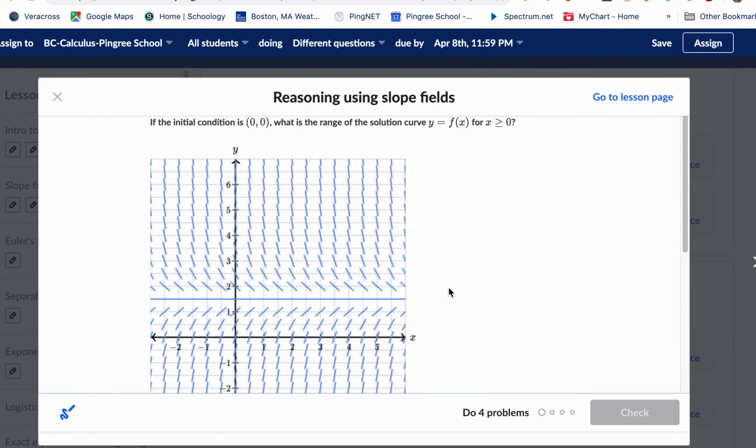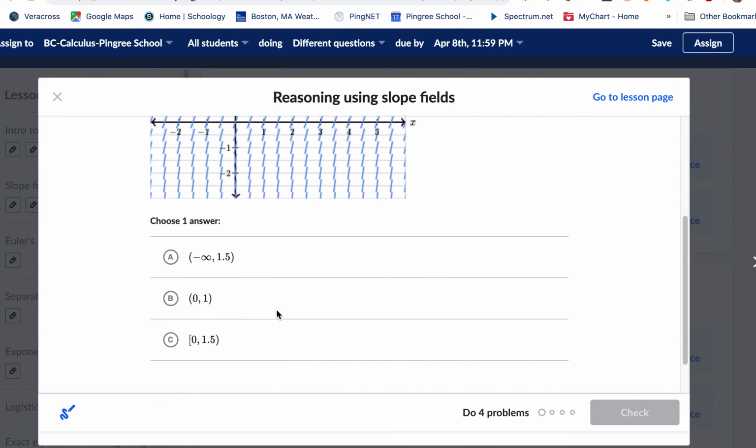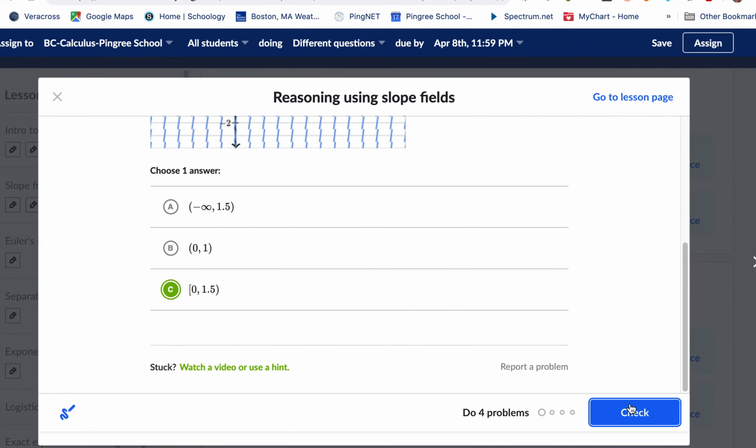Okay, then next one is reasoning using a slope field. If the initial condition is 0, 0, what's the range of the solution curve? Okay, well, if I'm starting at 0, 0 and I'm following my little slope field here, I'm going to curve on up, but then I'm going to bend over to this as an asymptote. That's at 1.5. If we're starting at 0, it's going to be a bracket. If we're at a boundary at 1.5 and can't be there, it's going to be a parenthesis. And so I'm looking at C right there.